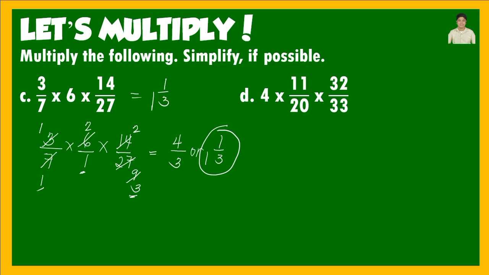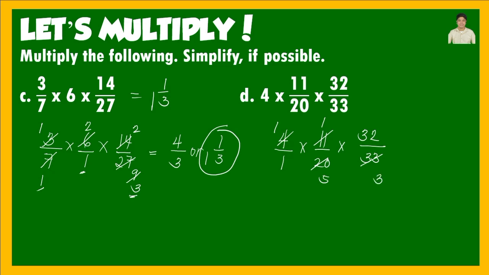Next, 4 times 11/20 times 32/33. So, magiging 4/1 times 11/20 times 32/33. So, dito muna tayo sa 4, tsaka 20. So, yung GCF nila is 4. So, 4 will become 1. 20 will become 5. Next, 11 and 33, divisible sila by 11. Yung GCF nila is 11. So, 11 will become 1. And then, 33 will become 3.